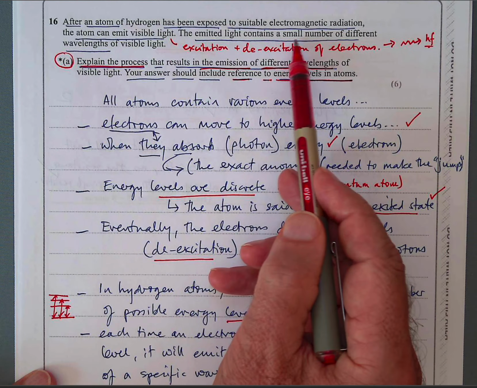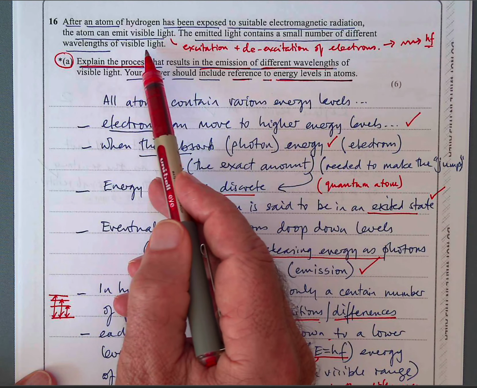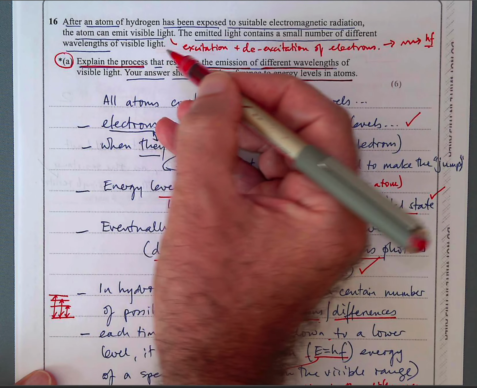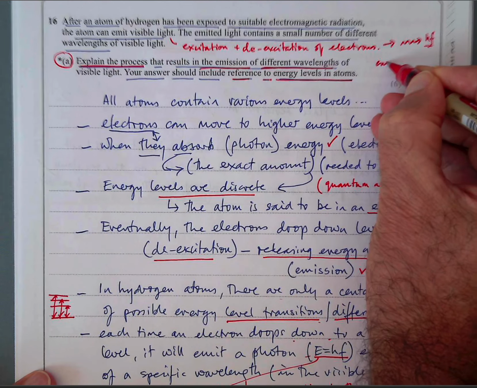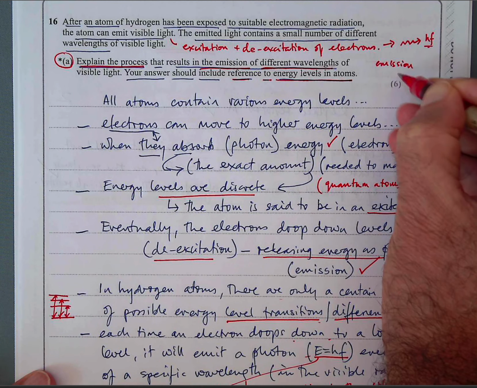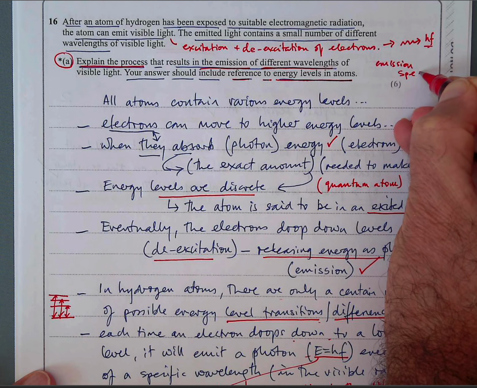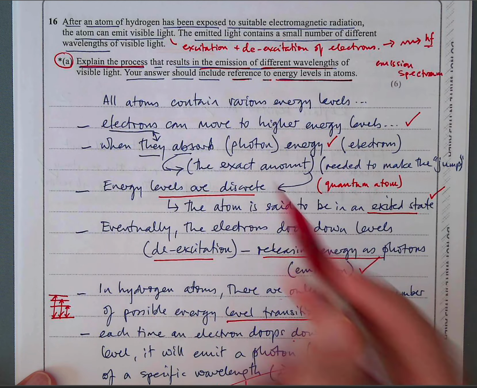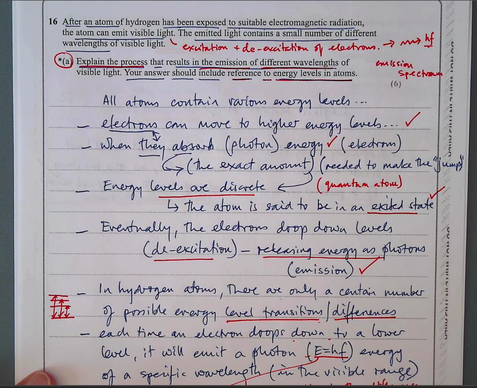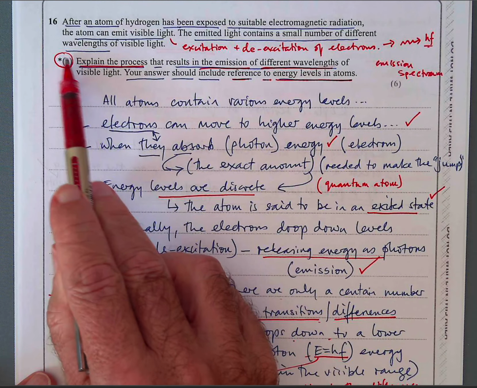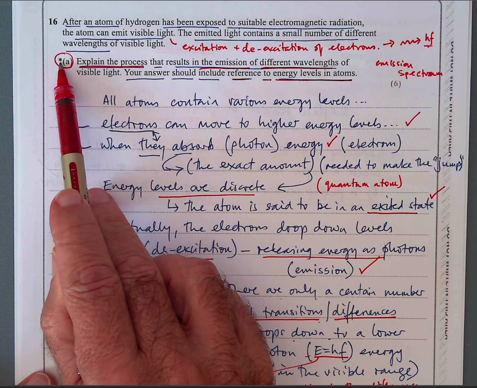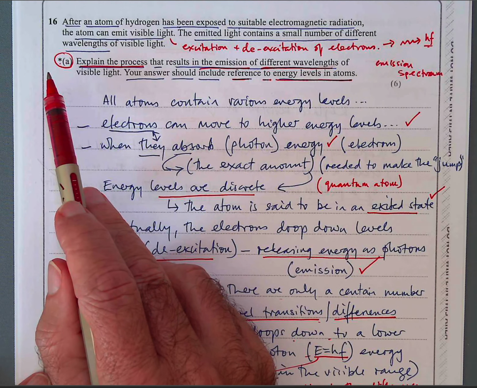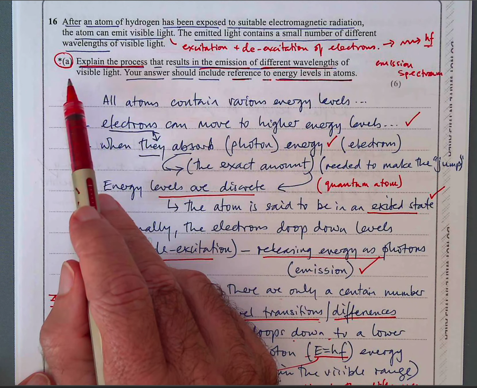The emitted light contains a small number of different wavelengths of visible light. So it's a hydrogen atom, so they're talking about an emission spectrum. Okay, so this is talking about an emission spectrum, and hydrogen only produces certain wavelengths that correspond to the energy differences that the de-excitation can occur in. So this is a 6-mark question, so whenever they have an asterisk, they're looking for the quality of your written communication and your ability to communicate your ideas logically and in a reasoned fashion.